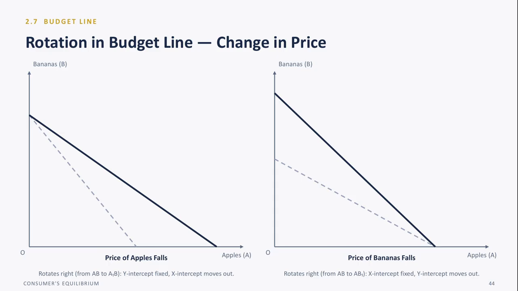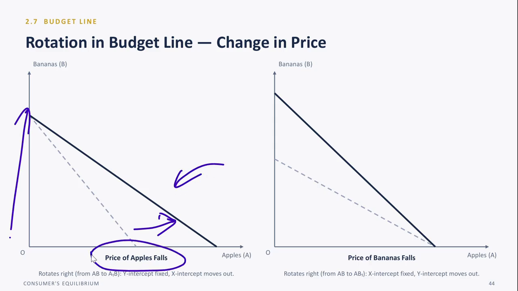Now let us see what happens to the budget line when there is a change in the price of either commodity. Can you see when the price of apples falls? Obviously, when the price of apples falls, the consumer is going to demand more apples. Therefore, the demand is going to increase and the budget line is going to rotate. We are consuming the same amount of bananas here because the price of bananas is constant. It hasn't changed. The price of apples has changed and therefore, our budget line rotates to the right in case of a decrease in the price of apples.